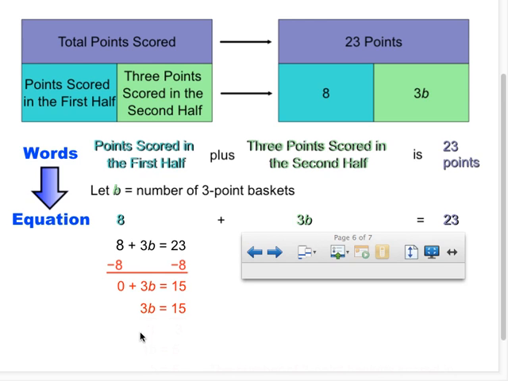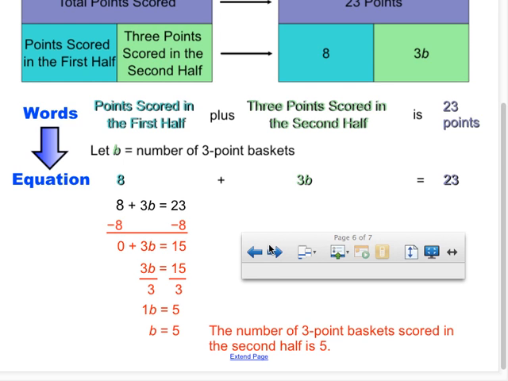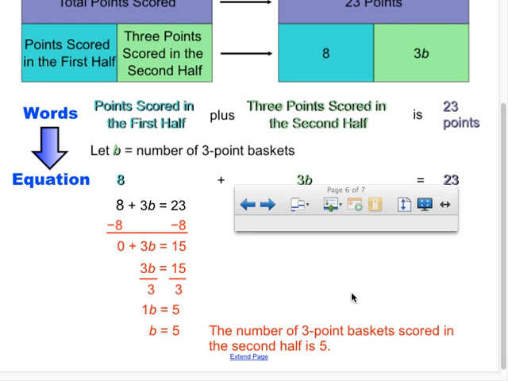Okay, since we have a multiplication between 3 and b, to undo that, we're going to divide by 3. Very good. And we're going to do that to both sides. And what do we get back? Very good. And then 3 divided by 3 is 1. So b equals 5. The number of 3-point baskets scored in the second half is 5. Yes? Yes.